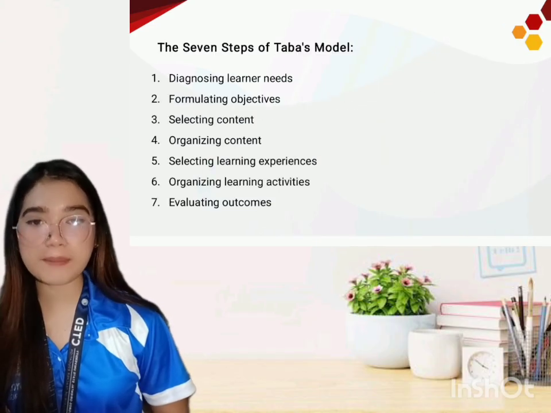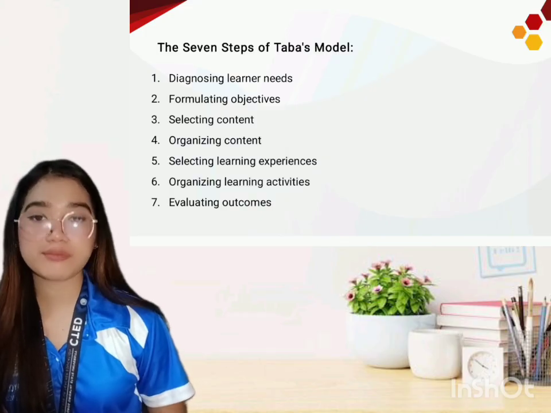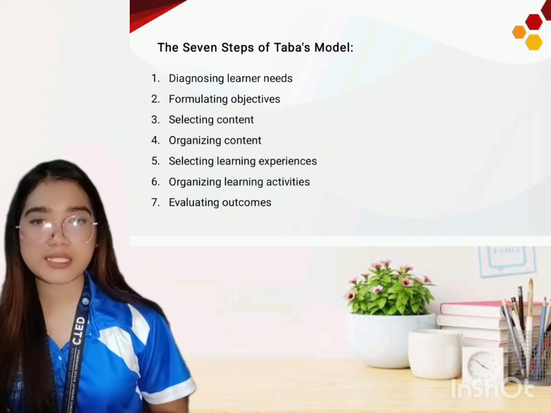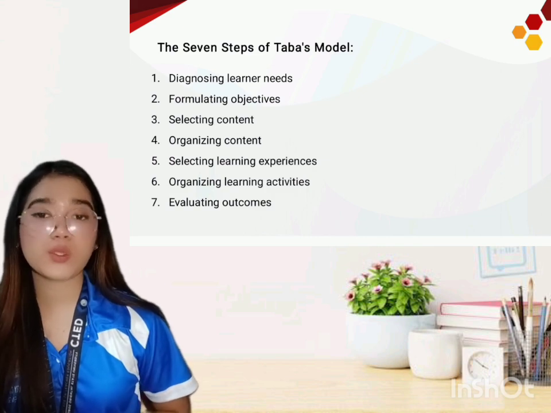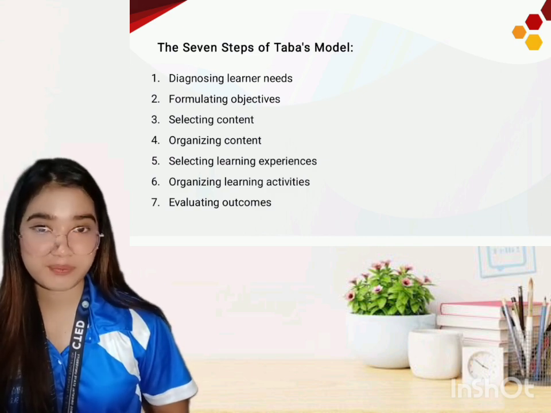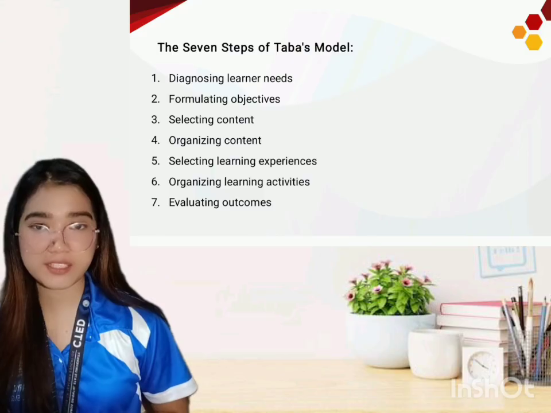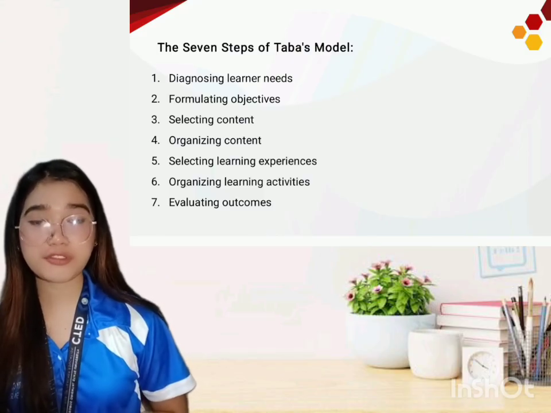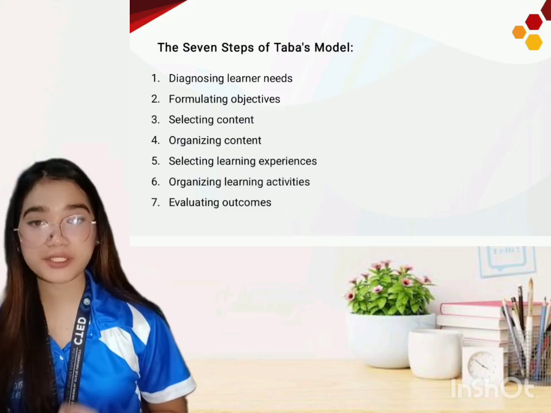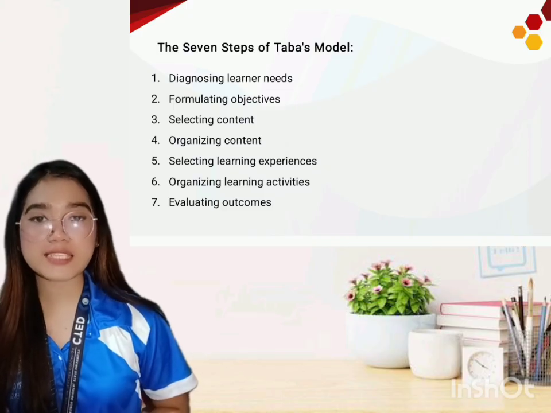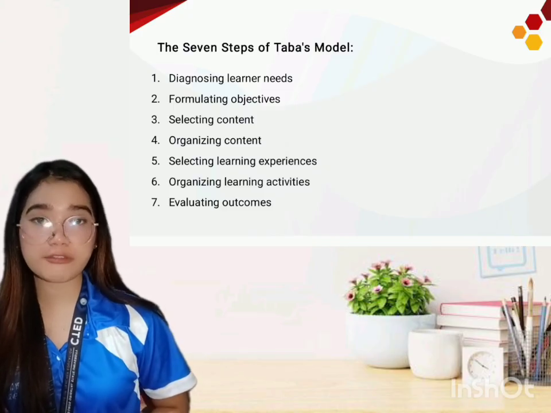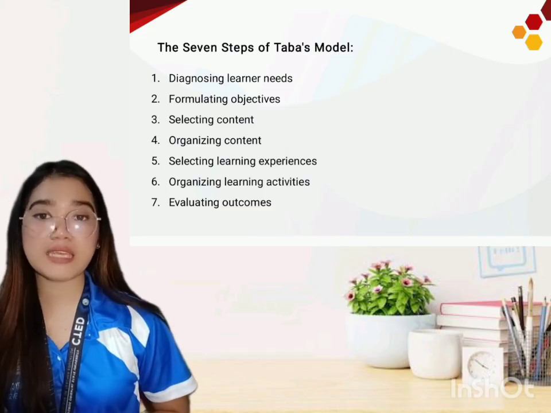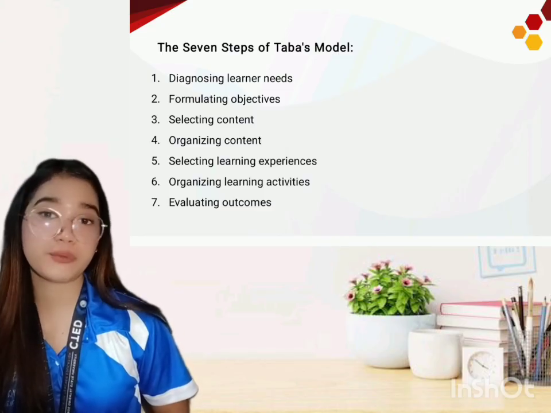The seven steps of Taba's model: first step, diagnosing learner needs. In diagnosing learner needs, teachers identify what students require and expect. Second step, formulating objectives. Based on the diagnosed needs, specific learning objectives are set to guide the curriculum. Third step, selecting content. Here, the knowledge and information to be taught are chosen, ensuring it is relevant, significant, and aligns with students' needs and social realities.